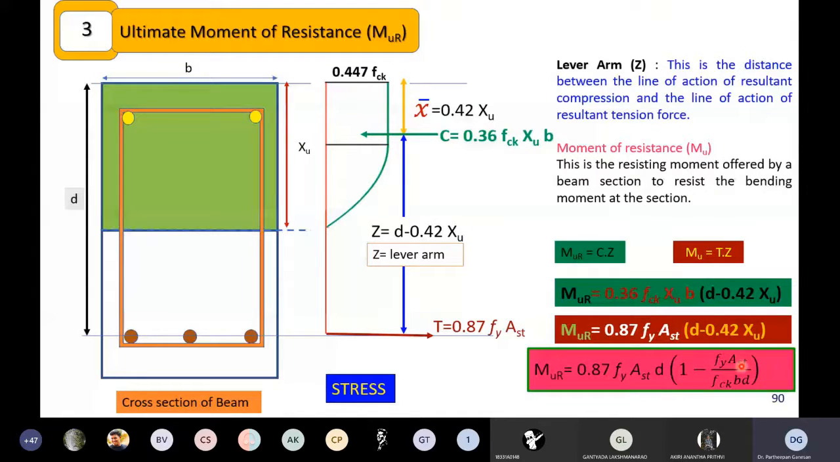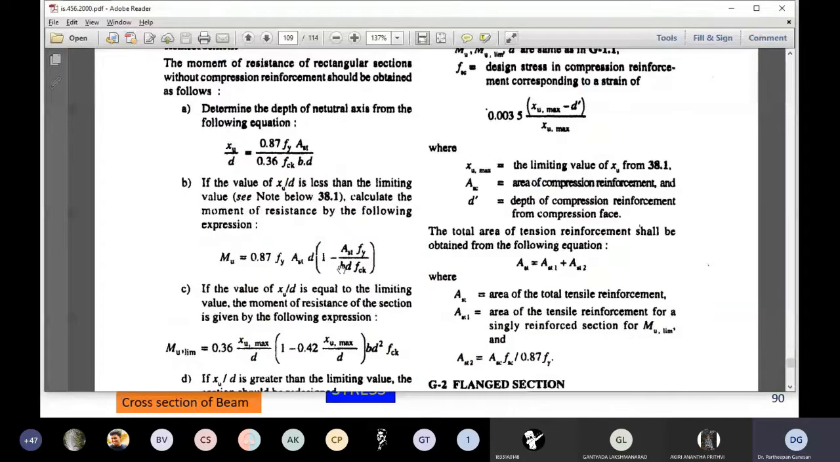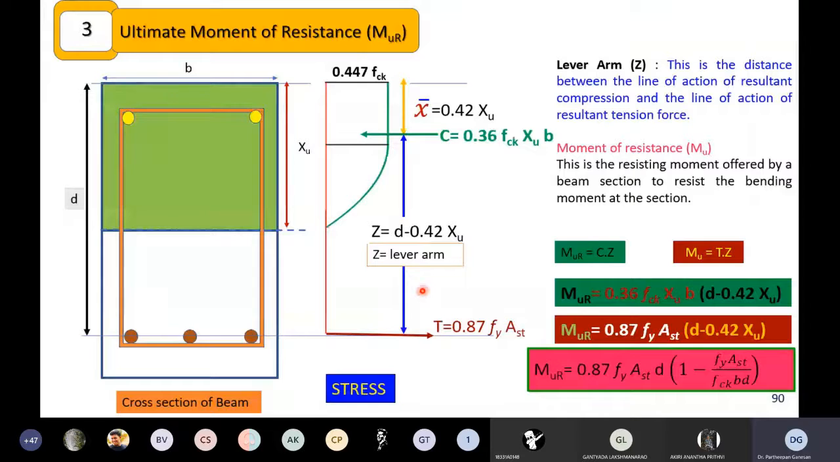And this equation is also given here. If you see here, if the value of Xu by D is less than the limiting value, calculate the moment of resistance by the following equation. Mu is equal to 0.87 Fy AST D into 1 minus AST by BD. Here AST is the area of steel, BD is the effective area of concrete, Fy is the characteristic strength of steel, FCK is the characteristic strength of concrete. This is the moment of resistance. To find out the moment of resistance, you will use this formula. That is the ultimate moment of resistance formula.